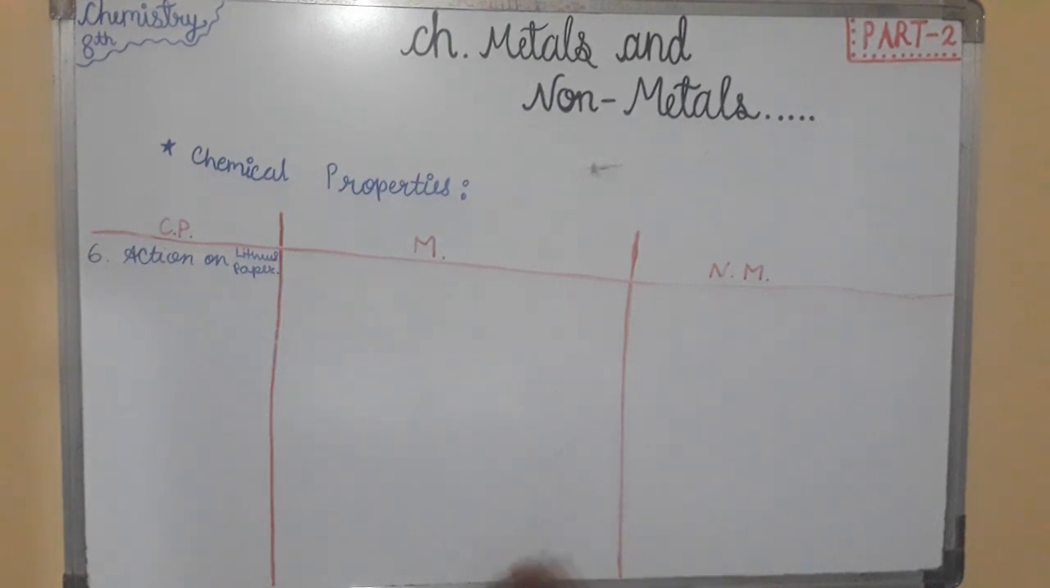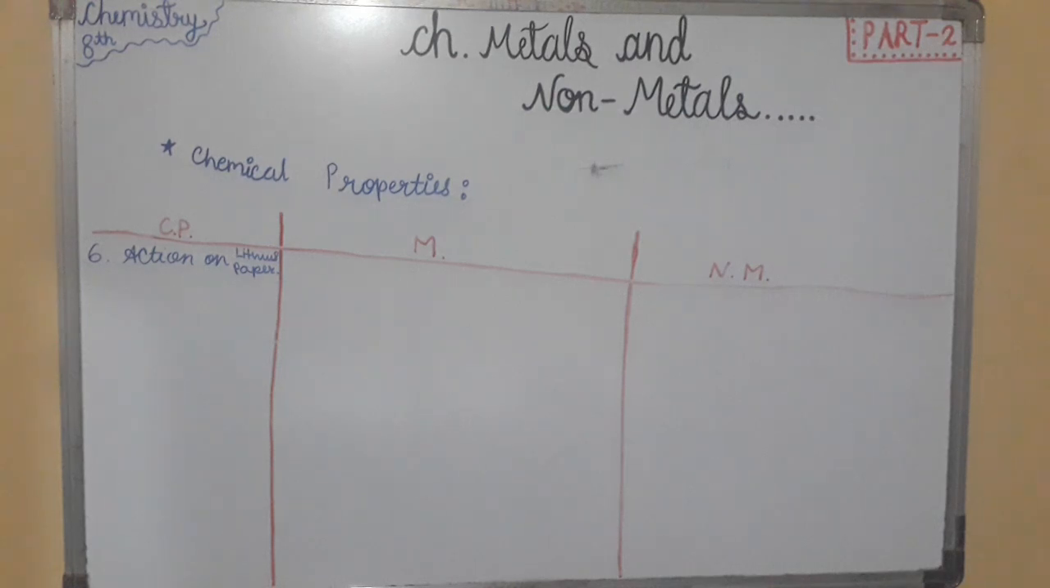Now in non-metals, sulfur is heated with a spoon and transferred to a glass tumbler. Water is added to it and is tested with both red and blue litmus papers. The red litmus paper remains unaffected, whereas blue litmus paper changes to red, indicating it is an acidic oxide.